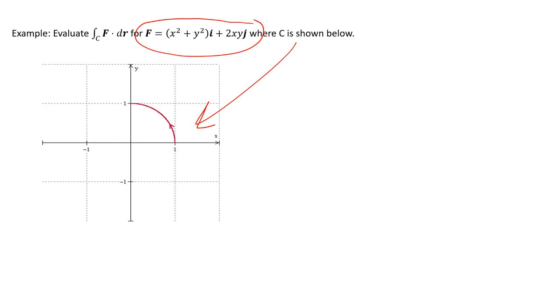We learned how to compute a line integral like this in the previous section. We learned that we can take f dot r prime and integrate that with respect to t. Okay, so we learned how to do this in the previous section, but what I want to do in this video is see if we can apply our fundamental theorem for line integrals.